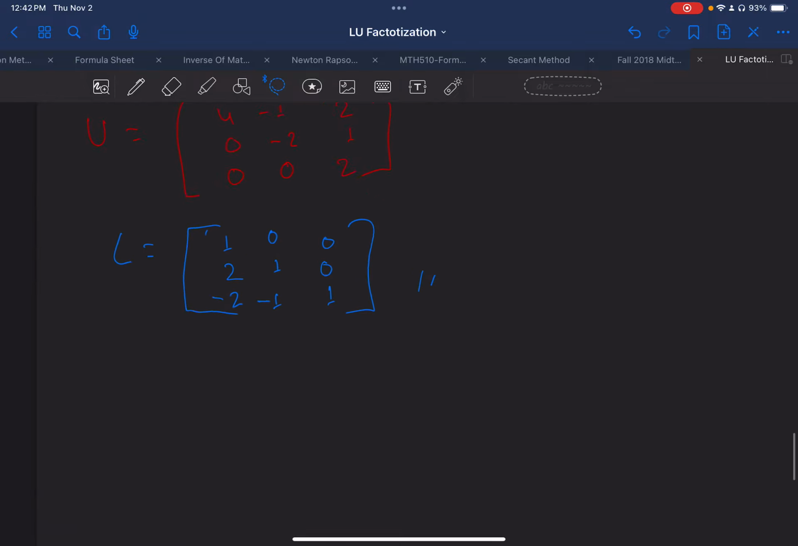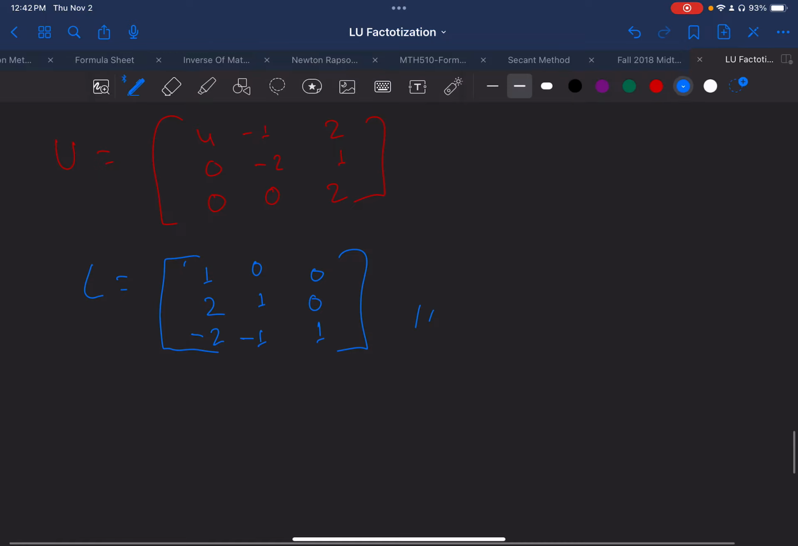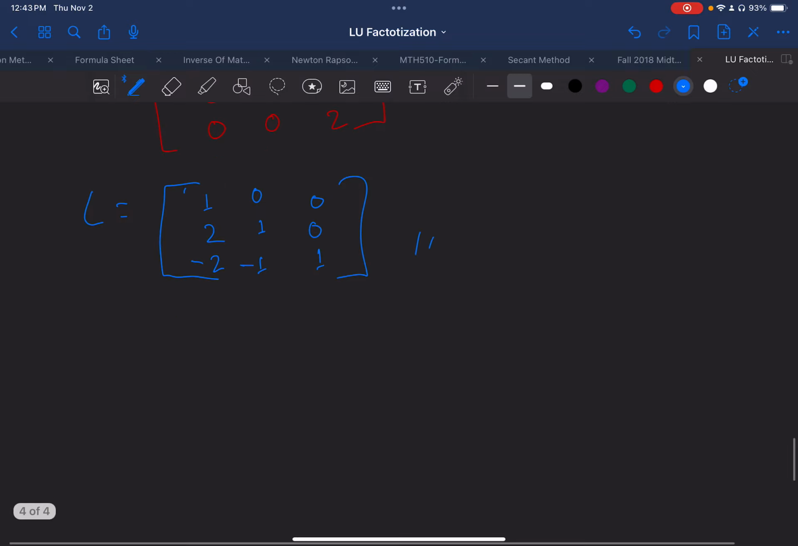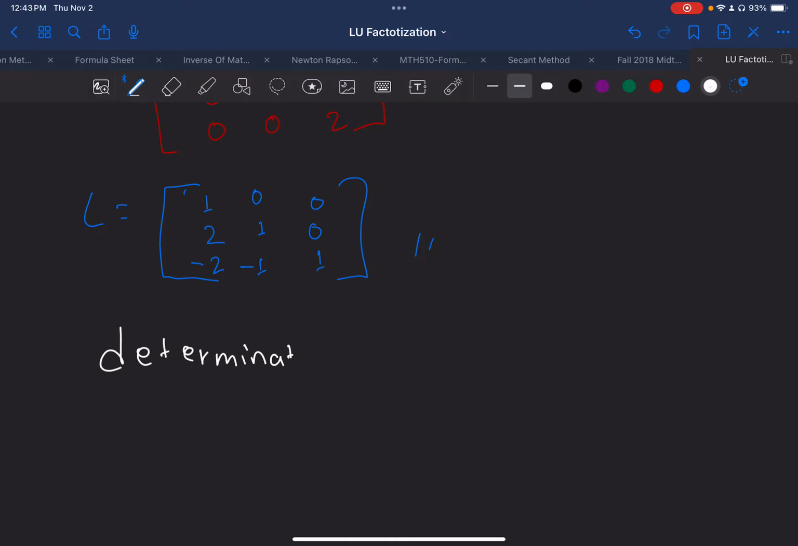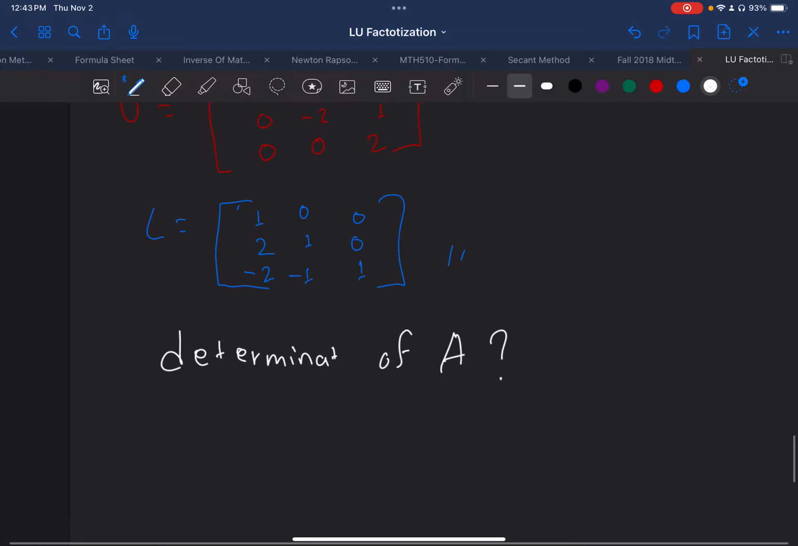Okay. So why do we decompose a matrix into two forms, an upper triangular matrix and a lower triangular matrix? Why do we do that? First application, it's easier to find the determinant. Let's find the determinant. Determinant of A, right? How do we find the determinant?